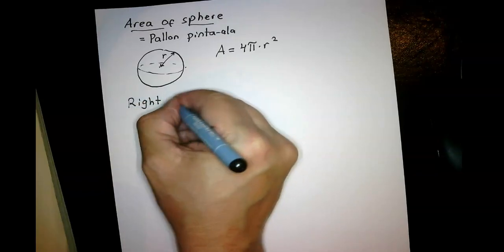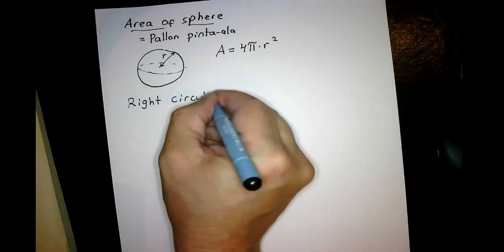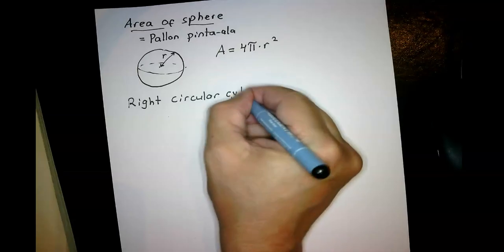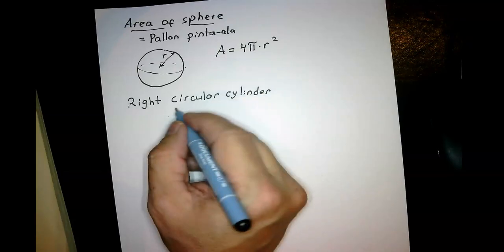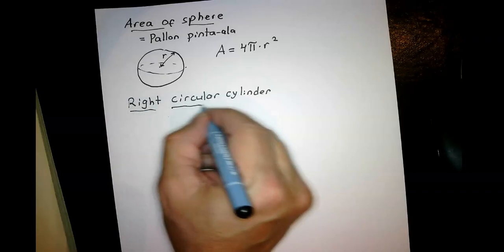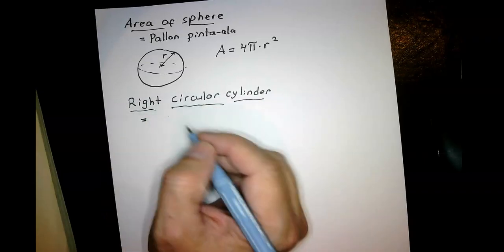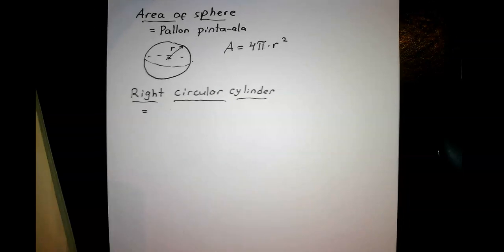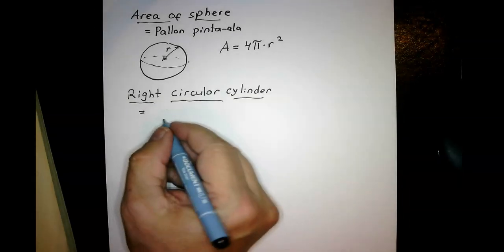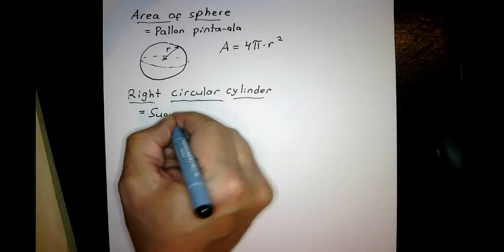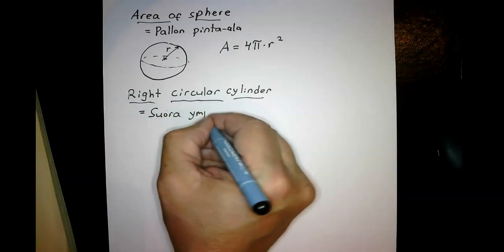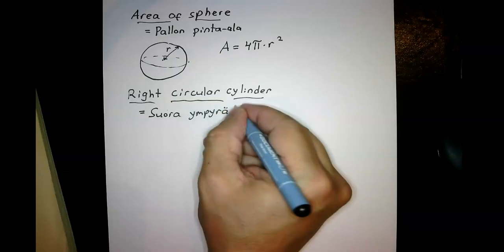Right circular cylinder. In Finnish, it would be suora ympyrälieriö.